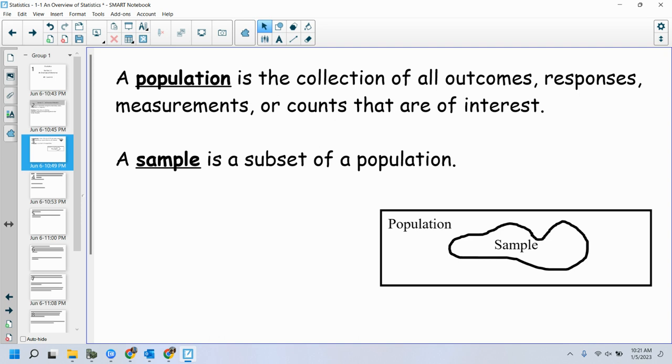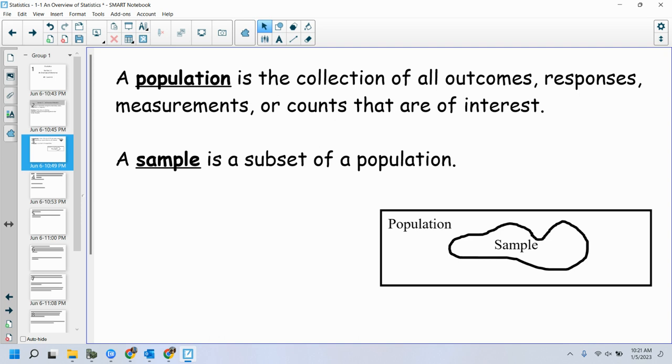Population means all the possibilities, all outcomes, all responses, all measurements, all counts that are of interest. Okay. Population is the total. Sample is the subset. A sample is a subset of a population.